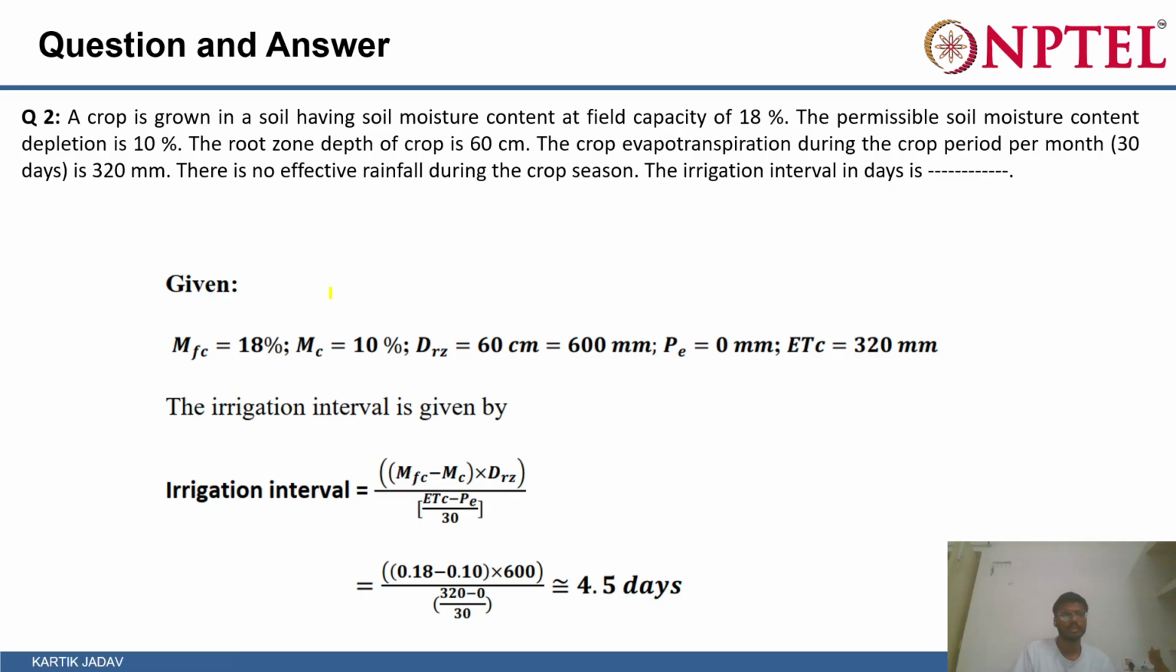Question number two. A crop is grown in soil having soil moisture content at field capacity of 18%. The permissible soil moisture depletion is 10%. Root zone depth of the crop is 60 centimeter, and crop evapotranspiration during the crop period per month of 30 days you can assume is around 320 mm. There is no effective rainfall during the crop season. It means there might be rainfall, but it is not effective and not useful for the plant. We need to identify the irrigation interval considering this situation.